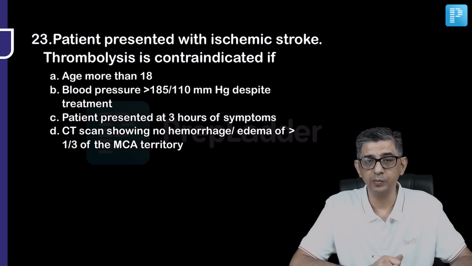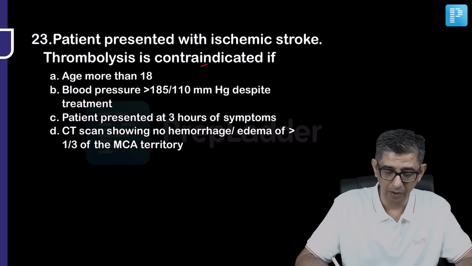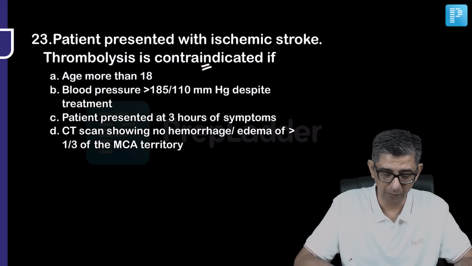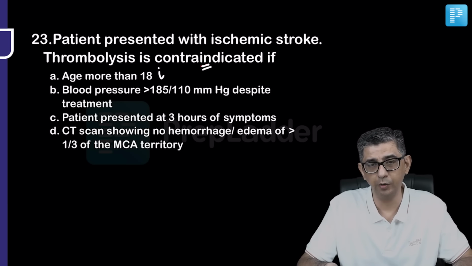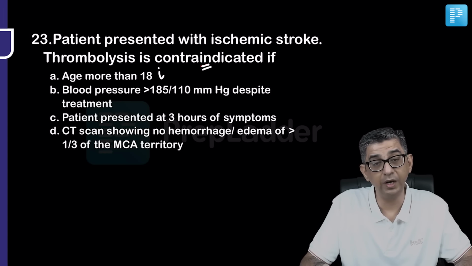The next question says a patient presents with ischemic stroke, thrombolysis would be contraindicated in which of the following? Option A talks about age more than 18 years. So I'll just put the letter I to say that this is an indication. I mean, a person younger than 18 is a contraindication, but age more than 18 is an indication for thrombolysis in stroke.